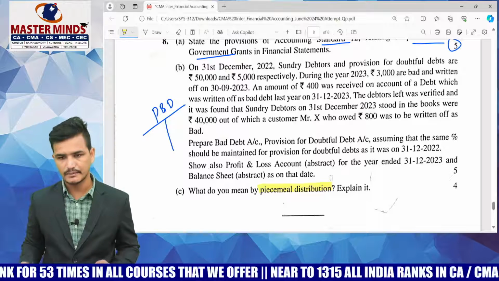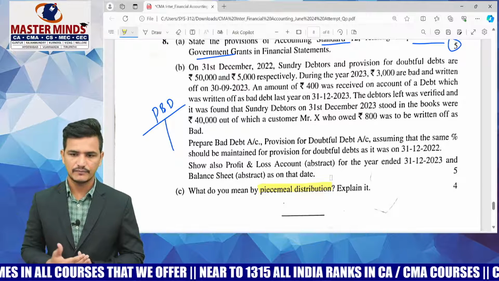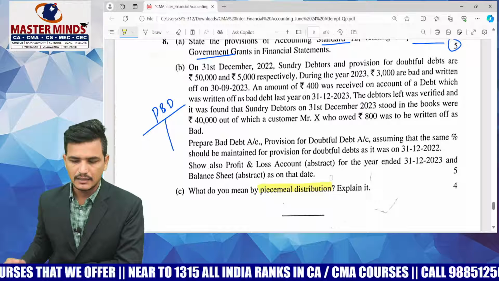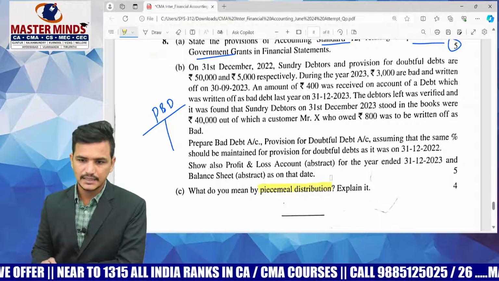So this is the question paper of financial accounting. From my point of view, this paper is easy, and if you are perfect in your revision, I can confidently say that you can get the exemption in this paper.